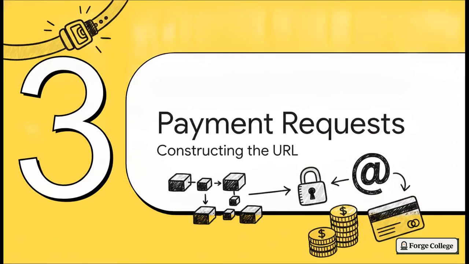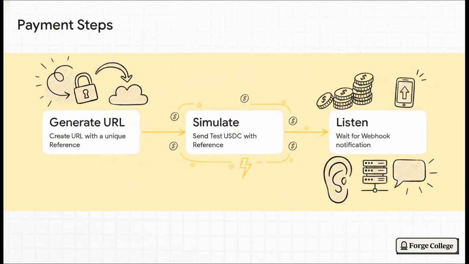Section 3, Building Payment Requests. All right, the crucial point here is understanding these three fundamental steps using the Solana Pay SDK. Step 1 is generating a URL using the encode URL helper function. You include the merchant's address and the amount, sure, but you gotta pay extremely close attention to the reference. This is a unique, cryptographically secure public key, essentially a Web3 UUID, that gets attached right to the transaction. It is absolutely the single most crucial piece of the puzzle because it reliably links your Web2 database order to the Web3 on-chain transfer. Step 2 is simulating the payment, where we actually send that test USDC containing our reference.